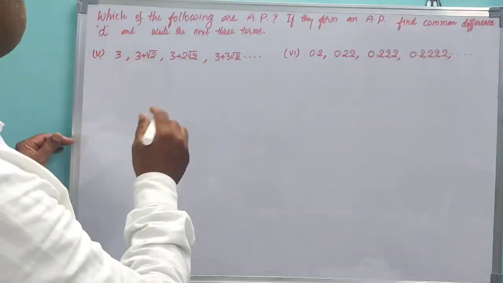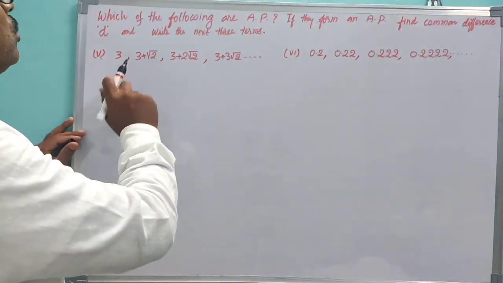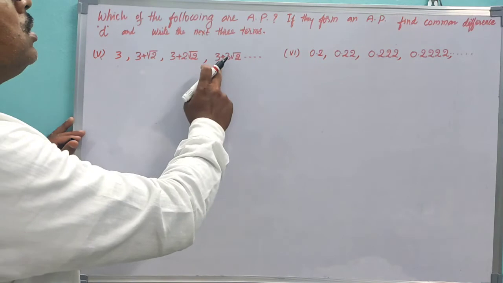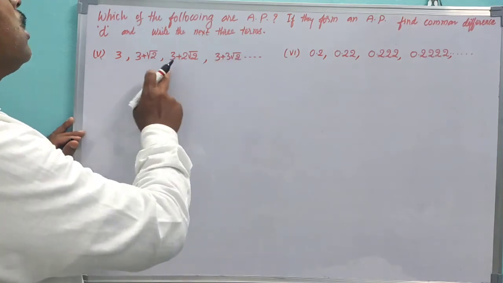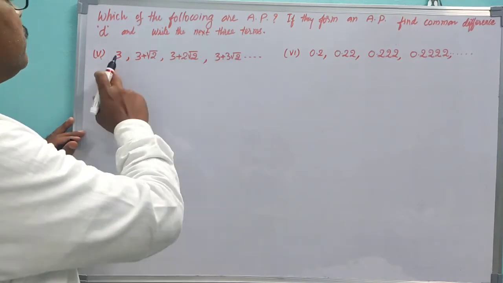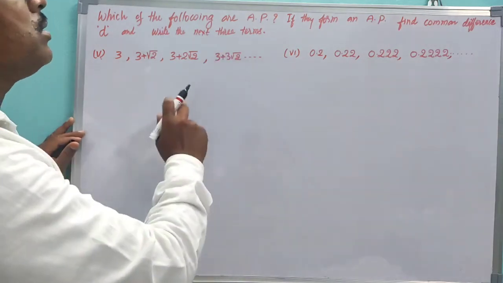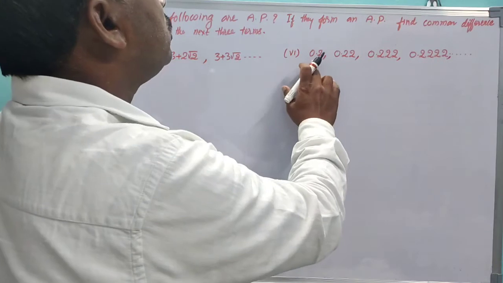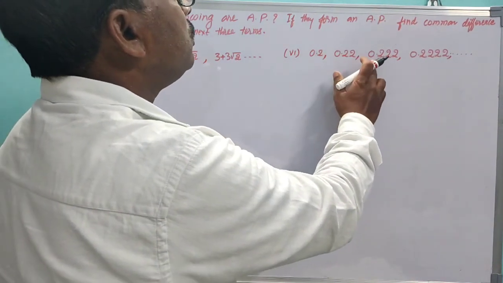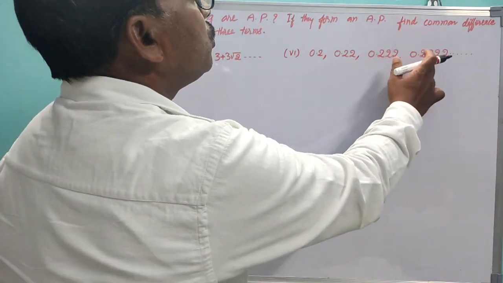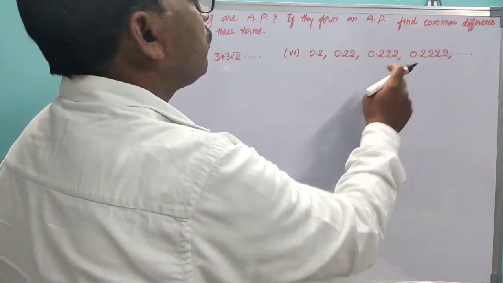See here: 3, 3 plus root 2, 3 plus 2 root 2, 3 plus 3 root 2. So these are the number series. First, second, third, fourth, these are the 4 terms of this series, and the next one is 0.2, 0.22, 0.222 and 0.2222. So these are the 4 terms.